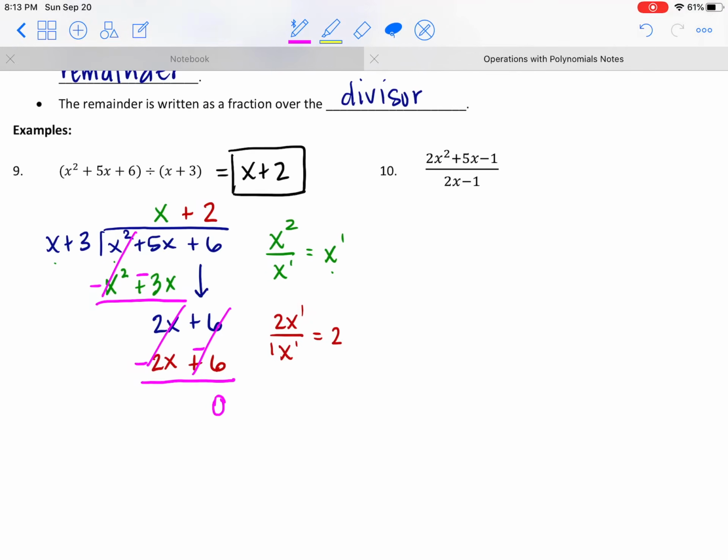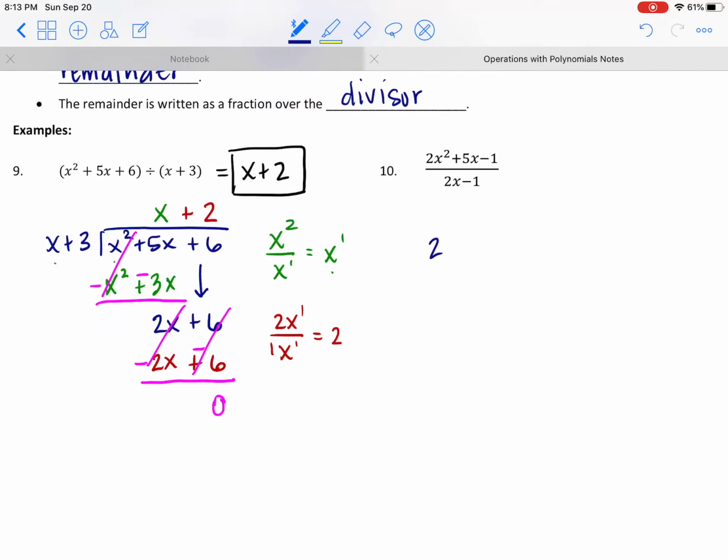And so let's try this next one out. And if you're feeling confident and you think you got this, then by all means, feel free to pause the video and give it a shot. Now this problem is written differently. It's written as a fraction, but our fraction bar means the same thing. This is division.